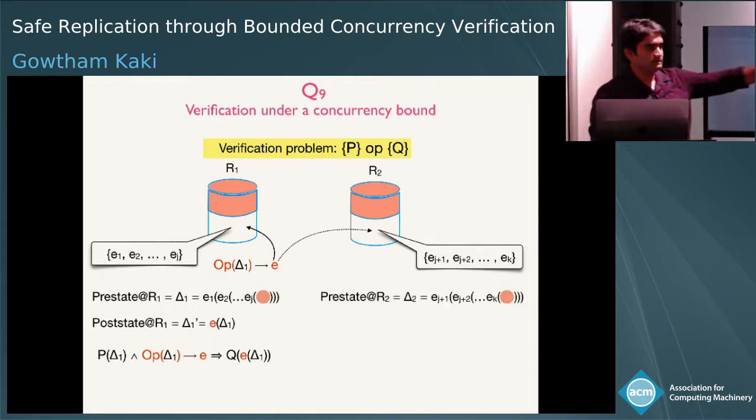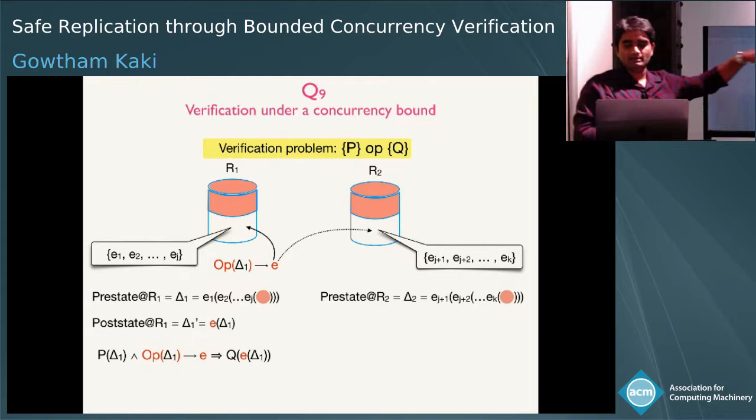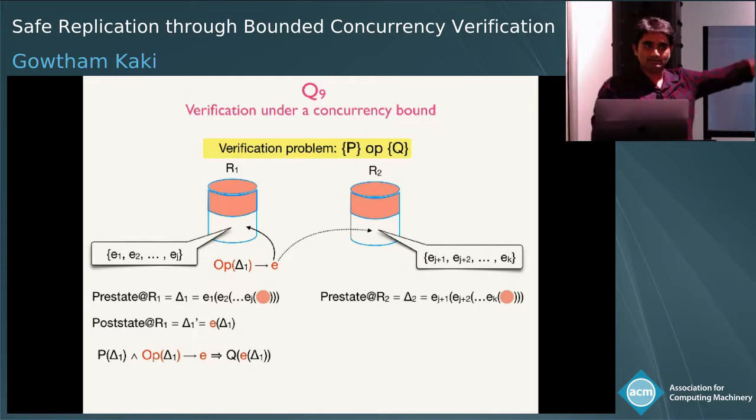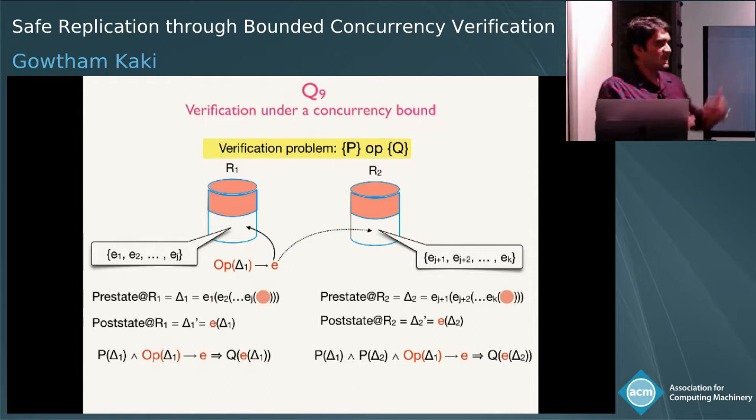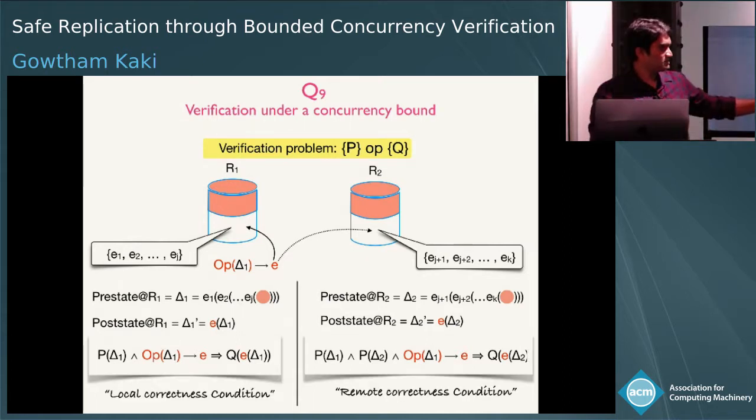So in the remote replica R2 here, R2 is remote for effect E because the origin of E is replica R1. So the pre-state at the remote replica is ej+1 to ek applied over the common prefix, and the post state is the state after we apply E. So the verification condition at the remote replica essentially assumes that initial states are valid and tries to prove that at the remote replica the final state after applying the effect is also valid. So what we refer to the first one on the left hand side as the local correctness condition, and the verification condition on the right hand side as the remote correctness condition, right?